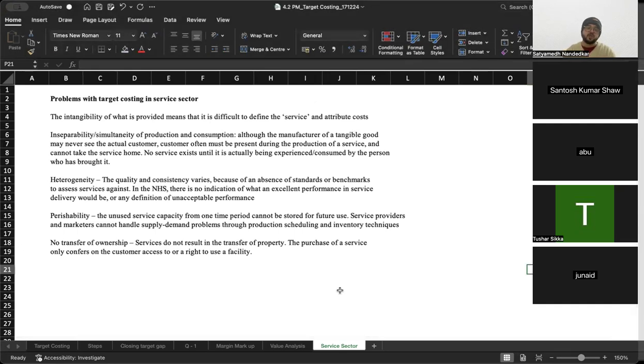Okay. The intangibility of what is provided means that it is difficult to define the service and attribute cost. Inseparability or simultaneity of production and consumption, heterogeneity, perishability, and no transfer of ownership. So these are basically issues which are there with the service sector in general. The manufacturer of a tangible product may never see the actual customer. The customer often must be present during the production of a service and cannot take the service home. No service exists until it is actually being experienced or consumed by the person who has bought it.